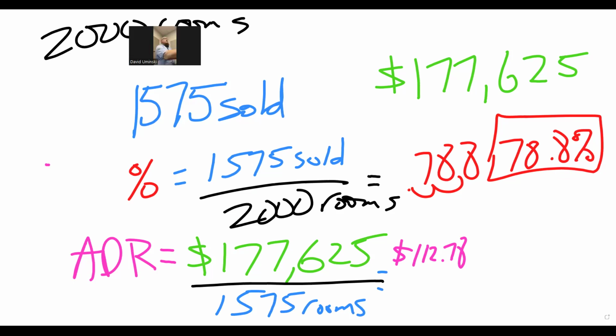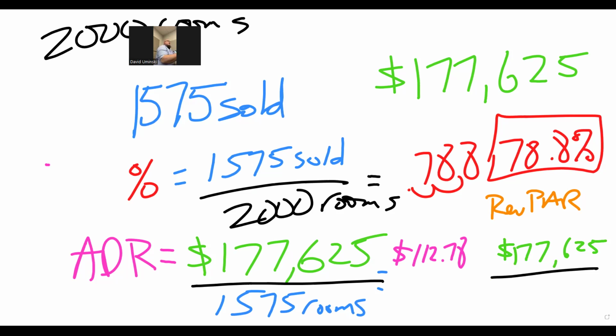And lastly, let's do orange. Revenue per available room, RevPAR. We use that same dollar amount, $177,625. And instead of dividing by the 1,575, we divide by the 2,000 rooms. And that gives us a RevPAR of $88.82.